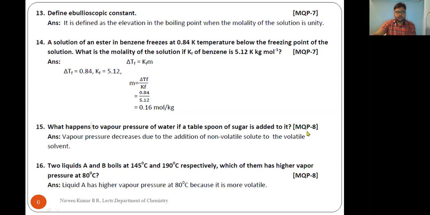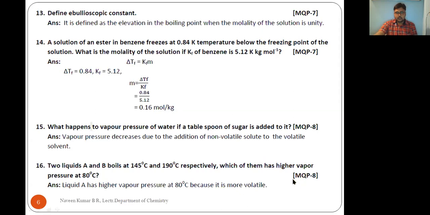Next question from model question paper 8, 15th question: What happens to vapor pressure of water if a tablespoon of sugar is added to it? We know that water will be a pure solvent before addition of this tablespoon of sugar. The added sugar acts as a non-volatile solute to this volatile solvent. We know that addition of non-volatile solute to volatile solvent always decreases its vapor pressure. As a result, vapor pressure decreases due to addition of a tablespoon of sugar in water.